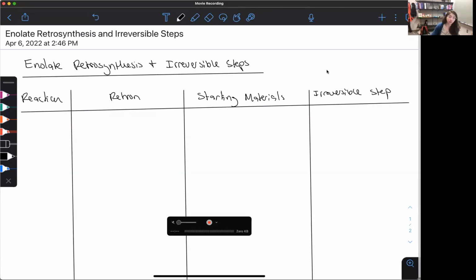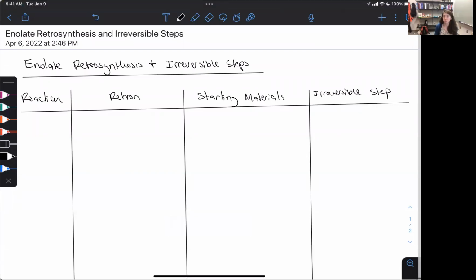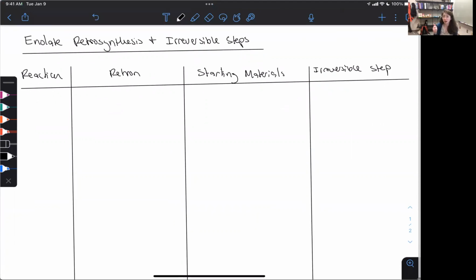Hi everybody, I'm going to go over enolate retrosynthesis and the irreversible steps that each reaction has. So we're just going to summarize the enolate reactions that we've covered so far and think about, what kind of retron are we looking for? What functional group are we trying to identify? What reaction does that go with? What starting materials does it break down into? And what irreversible step makes it actually possible?